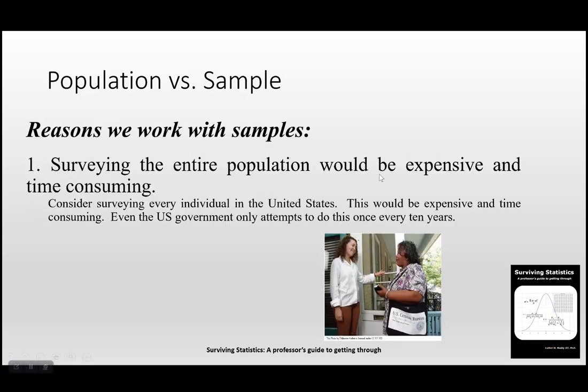So why do we sample? Well, first off, one of the reasons that we sample is that surveying an entire population could be very expensive. What if we're trying to do a census of every person living in the United States? There's roughly 350 million people here. That would be extremely time-consuming and expensive, and even the U.S. government only does it every 10 years.